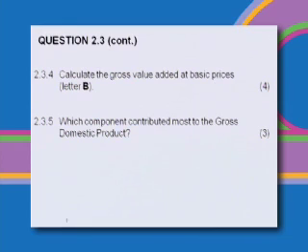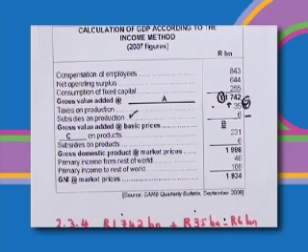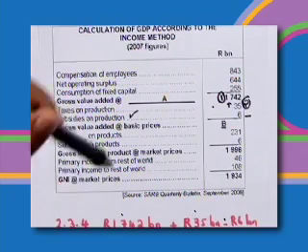Right, 2.3.5, which component contributed most to the gross domestic product? So we need to find out which item contributed most to our gross domestic product. Remember, our GDP, we said these are the total value of goods and services that were produced within the boundaries of our country. So that is the boundaries within South Africa. So now, which factor contributed most from this? So we need to go back to our diagram, and we need to look at the different factors.